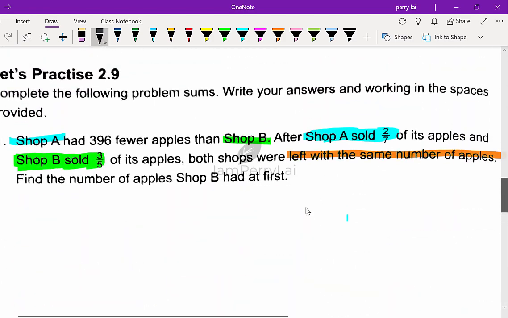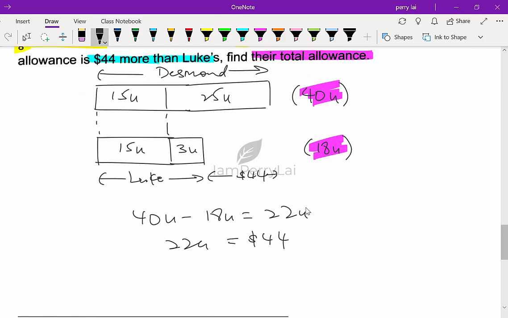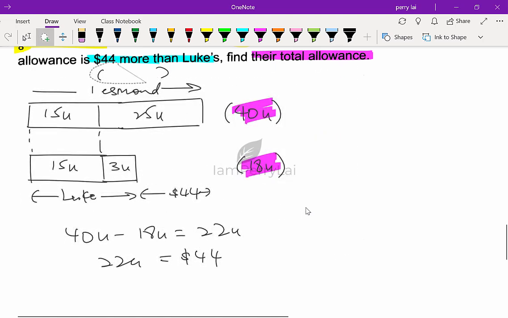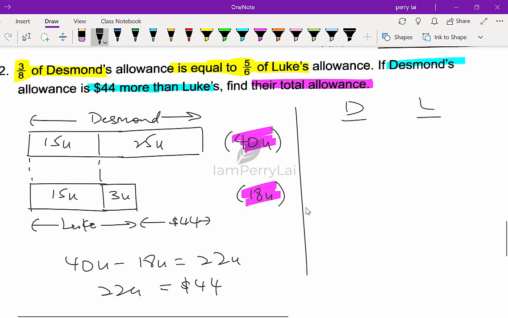So let's go to another question. Now this question here, oh, backtrack. That is using the bar model. Now we're going to shortcut this such that we don't have to use a bar model to solve these kinds of questions. So what I did here was I multiplied the 3/8, the 3 units, by 5. The 5/6 I multiplied by 3. What you could do is, you have Desmond, you have Luke. 3/8 is supposed to be equal to 5/6.